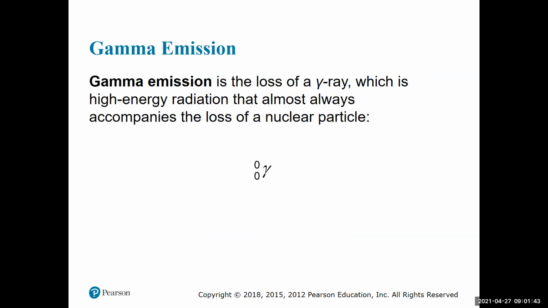Okay, gamma emission. That's the loss of a gamma ray. And remember, that's that high energy radiation. And it usually accompanies the loss of a nuclear particle. In terms of balancing equations, it doesn't do anything because it has no impact on either the atomic mass or the atomic number.